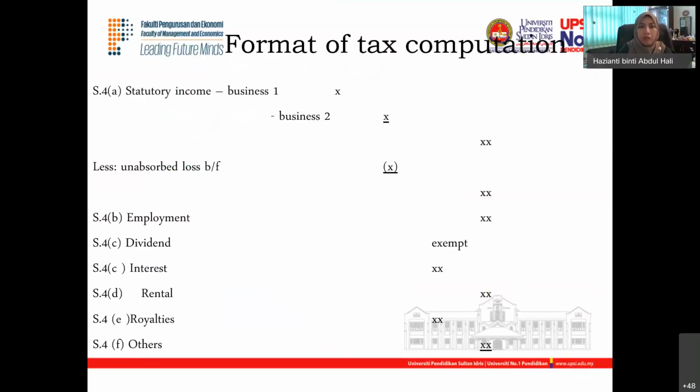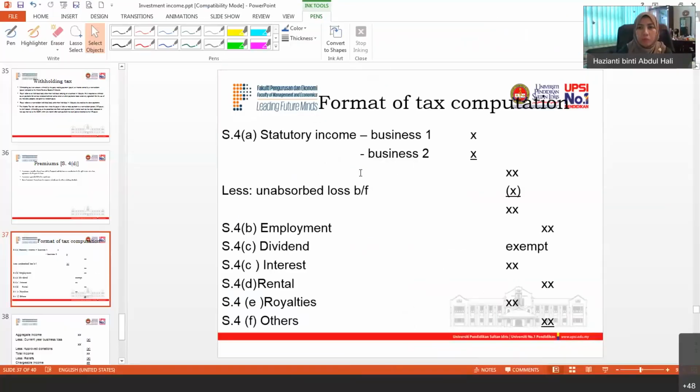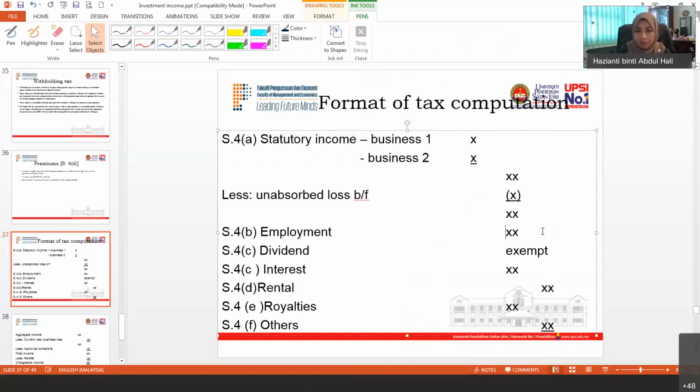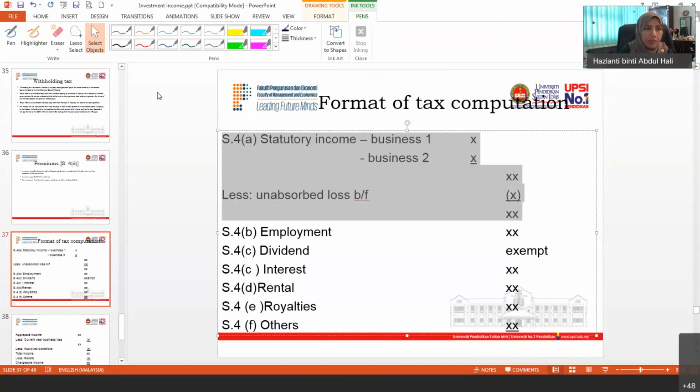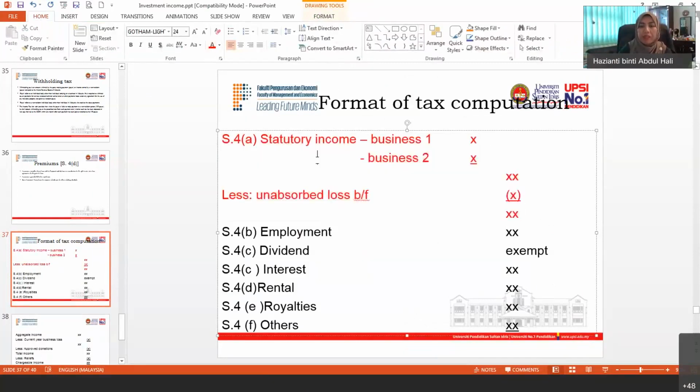Alright, so this is the format of the tax computation. This is just to show you what we are going to have once we finish with every different type of income. Under 4A we close this first, we haven't done this part for business income, but this is how you should start your computation for an individual who has a business. For now, we haven't done this part, but this is how you should present your tax computation later on. So we have statutory income from business.